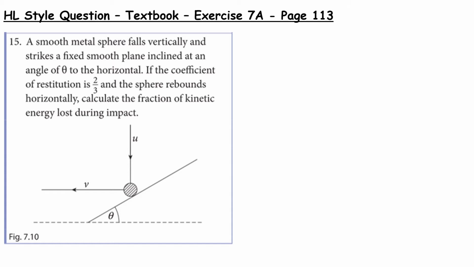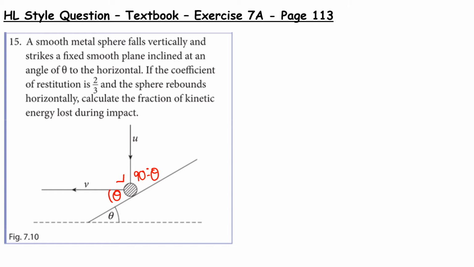So the first thing I'm going to do is say, well, actually, because it rebounds horizontally, we have alternate angles, so there's theta. We also have 90 minus theta here. Oh, my theta's gone a bit funny, because this is a right angle because it falls vertically and then rebounds horizontally.